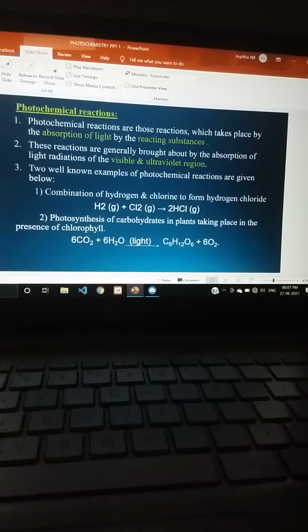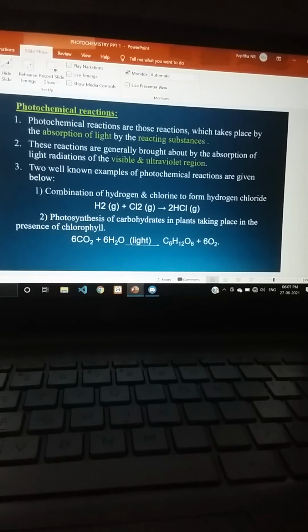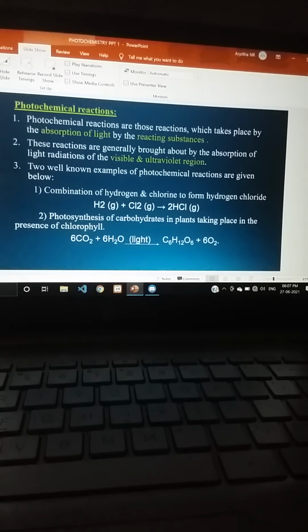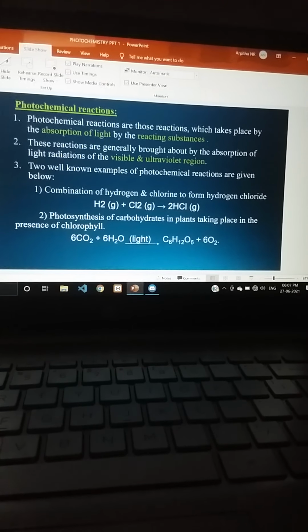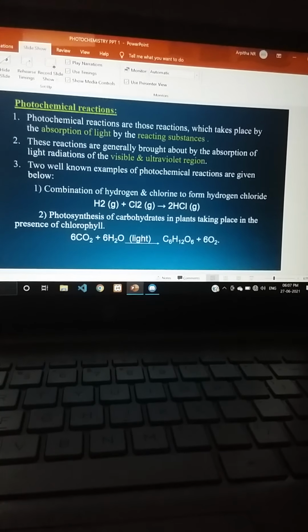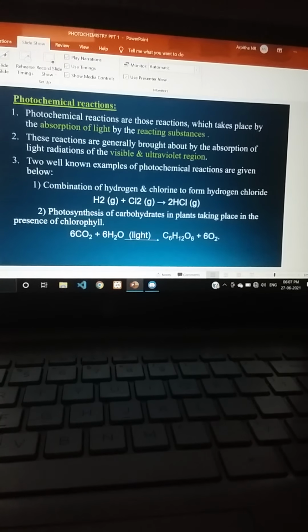The next one is examples of photochemical reactions. One is the combination of hydrogen and chlorine to give hydrogen chloride. That means when hydrogen combines with chlorine, it gives the hydrogen chloride molecule. Another example of a photochemical reaction is photosynthesis.